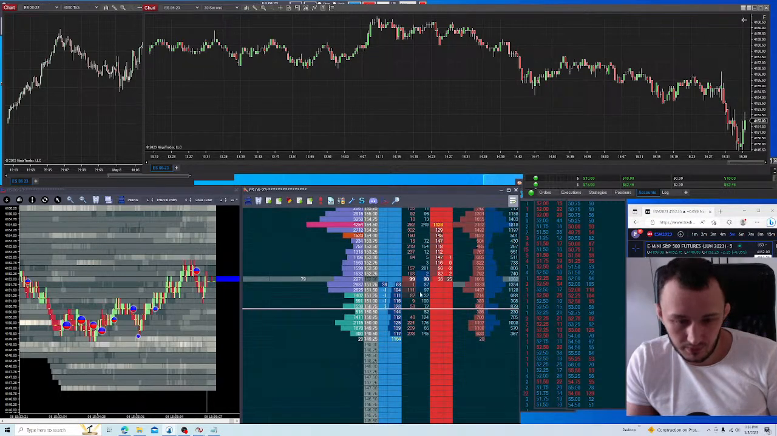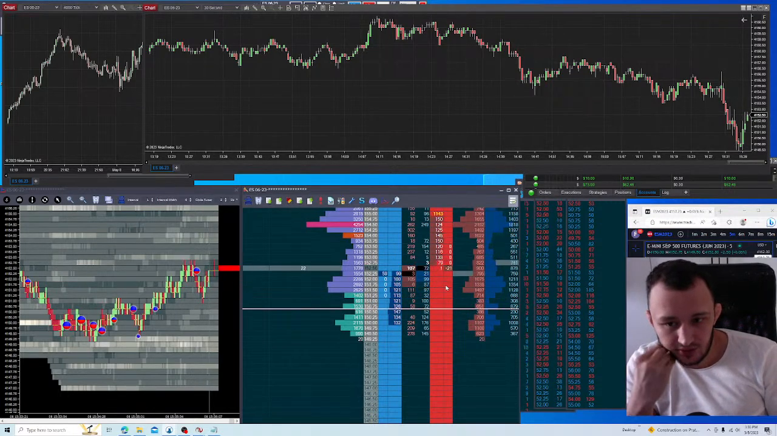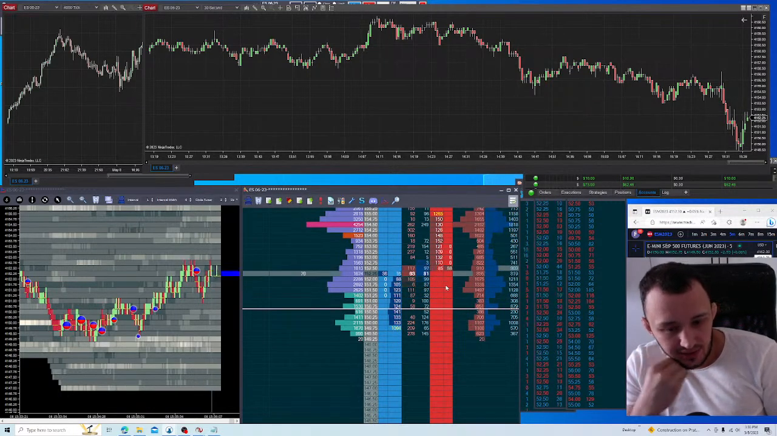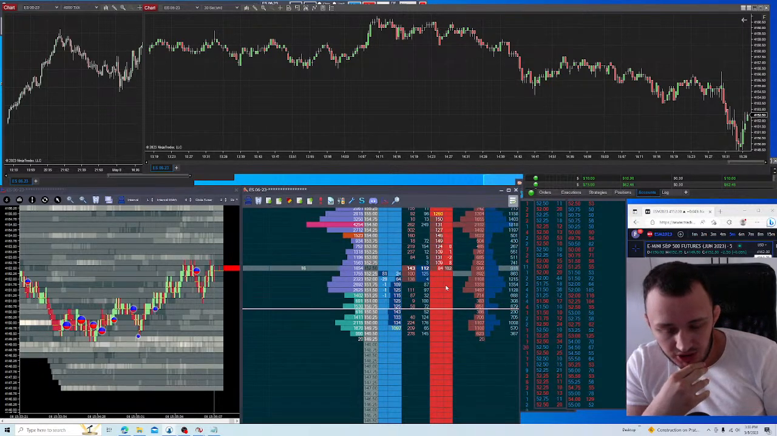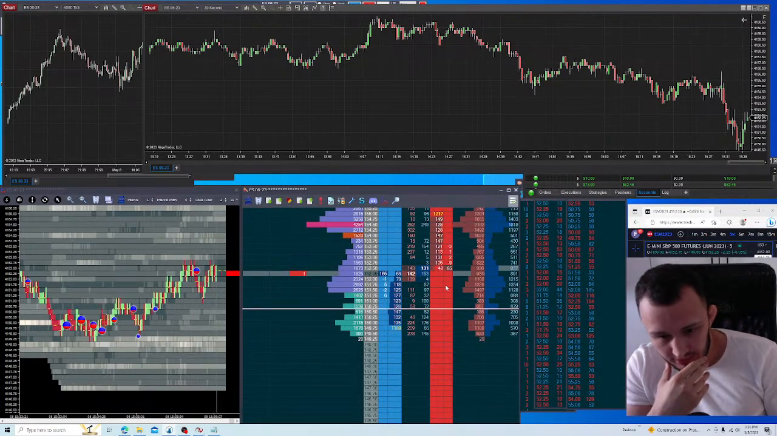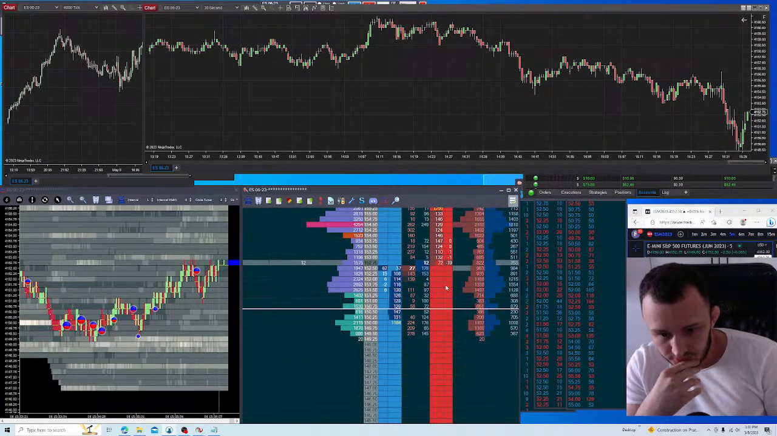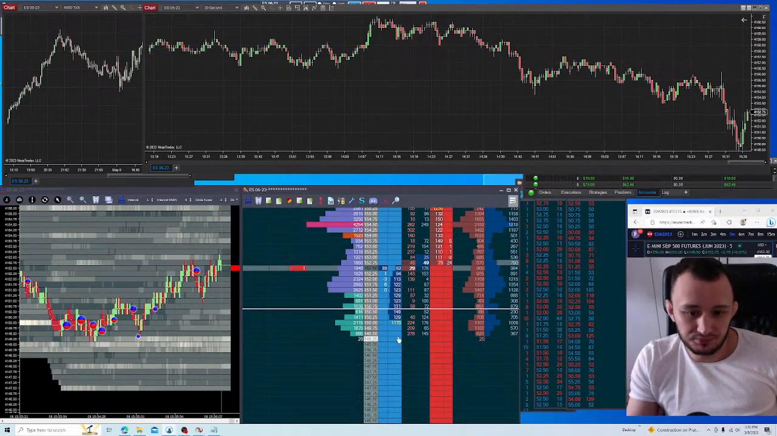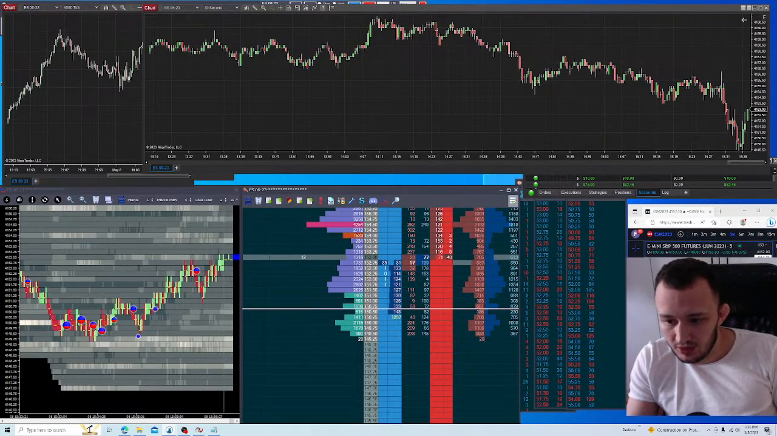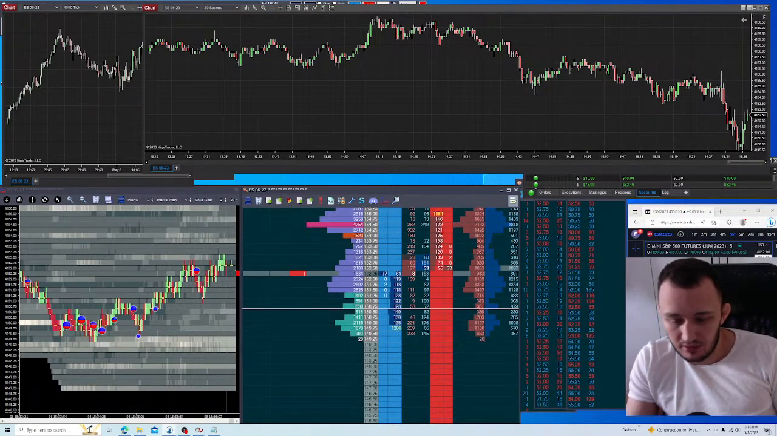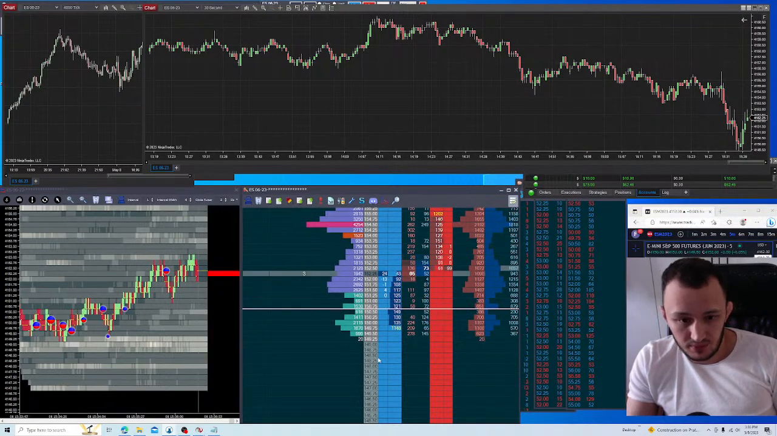I mean, I could have held it. Actually, expected value was shifting in my favor. I should have held this trade. I really should have held this trade. It was my level I was looking at in the pre-market. So it was a good setup.